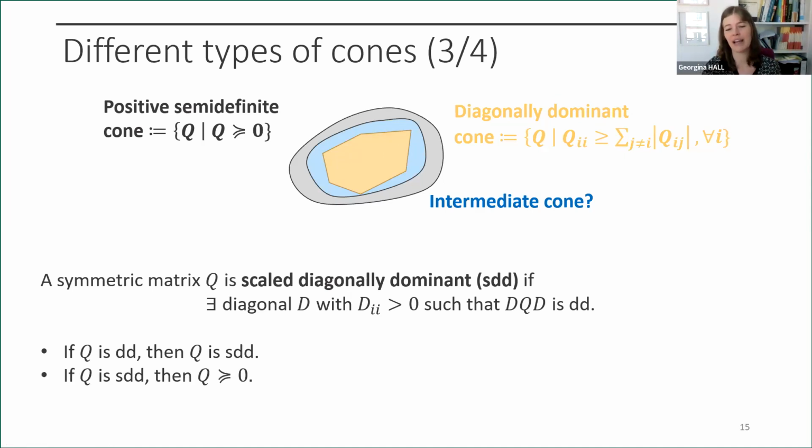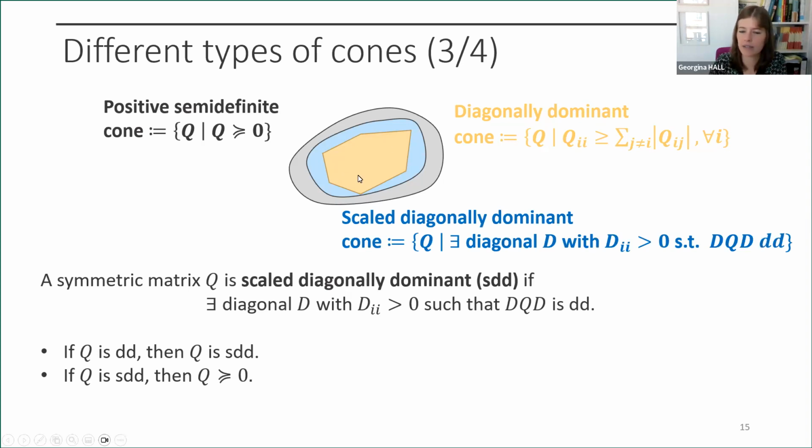So far, so good. This graph is correct. And then it so happens that if Q is scaled diagonally dominant, then Q is positive semi-definite. This is again quite easy to see: if DQD is diagonally dominant, then it's positive semi-definite itself. And we know that multiplying by a diagonal matrix with positive entries on either side, and this is key, means that the result has the same signed eigenvalues as the initial matrix. So Q is positive semi-definite because DQD is positive semi-definite, because it's diagonally dominant. So the scaled diagonally dominant cone is the kind of cone we were after: one somewhere between the diagonally dominant cone and the positive semi-definite cone.